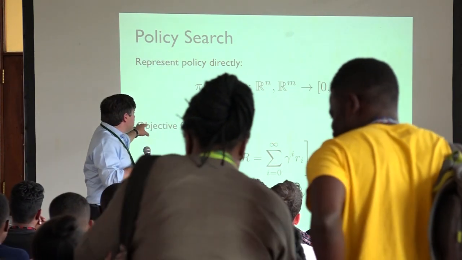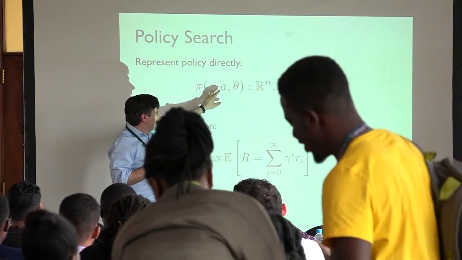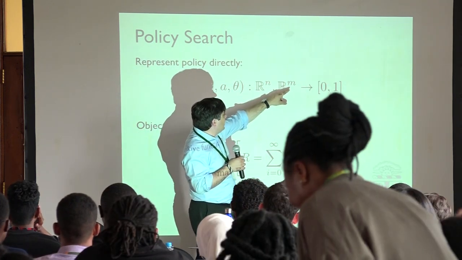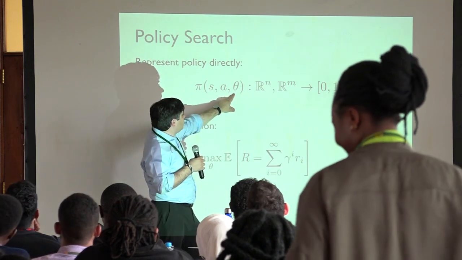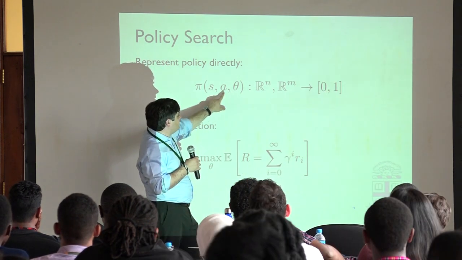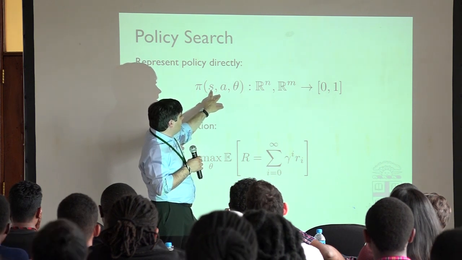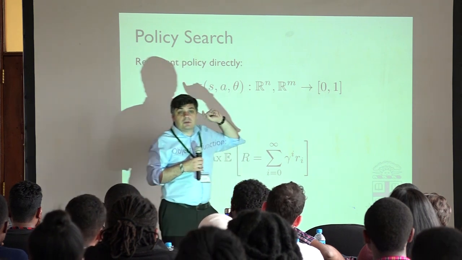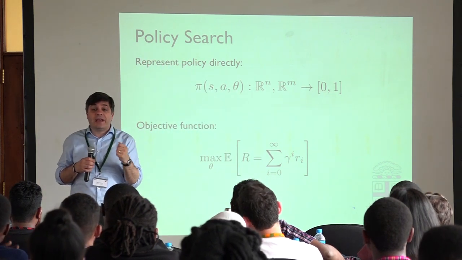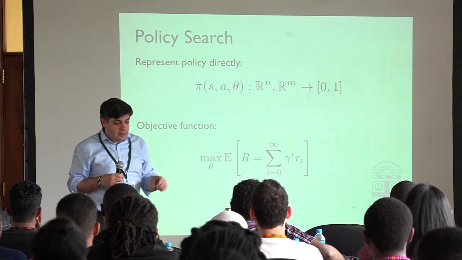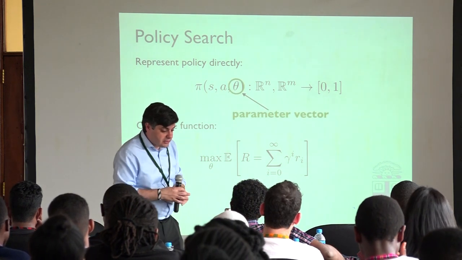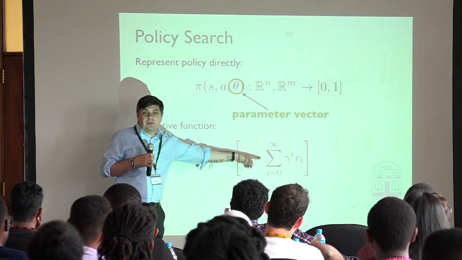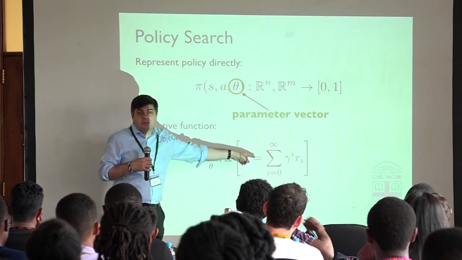So what we do there is we represent the policy directly, pi_theta(s,a), which maps from R^n, that's the number of things in S, and R^m. So you're fixing your parameter vector theta, it's mapping from your n dimensional state space and your m dimensional action space to a distribution, to a probability. So it gives you a probability of actions, fixing states. And the idea there is you're just going to have theta as your parameter vector. And your objective function is exactly what it was like in normal reinforcement learning. You want to maximize the sum of returns.